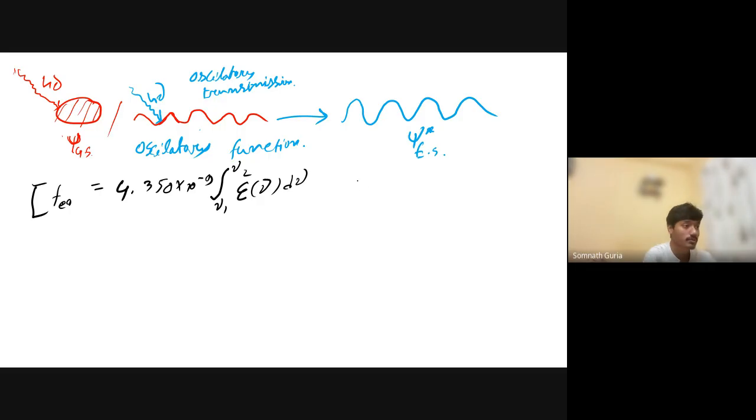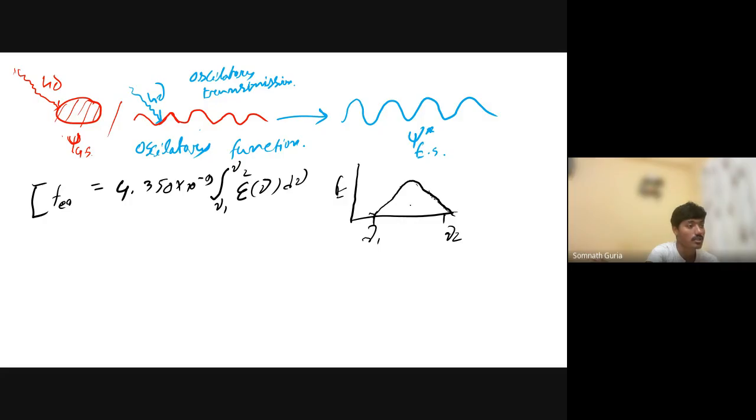So we have some initial part. Let's suppose the initial one is the energy. We have nu one over here and nu two over here. Our energy distribution of the wave function is something like this, which will be Gaussian type. Okay, so this is my Gaussian type.